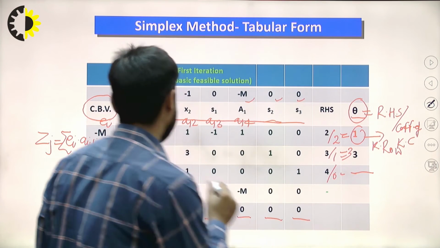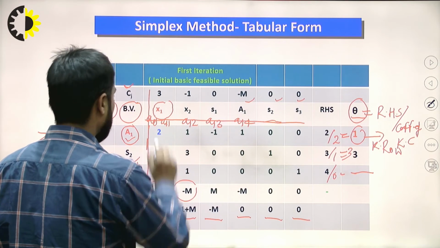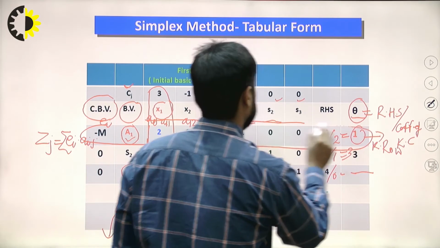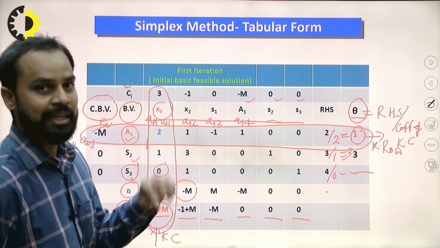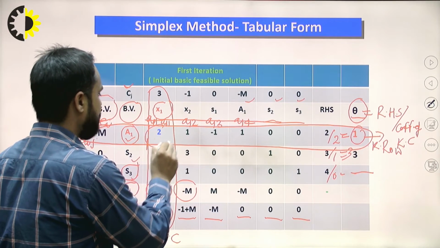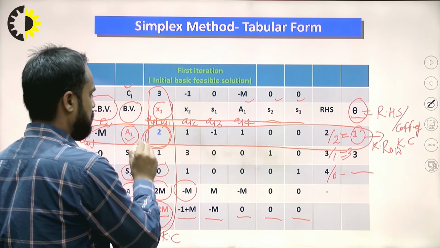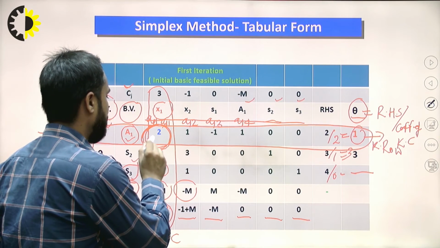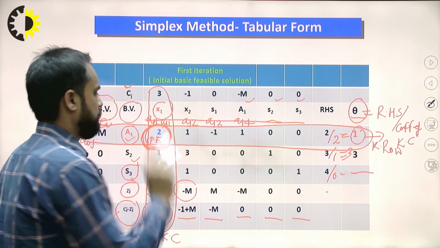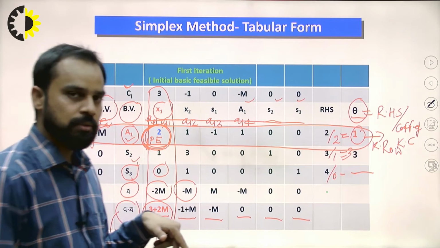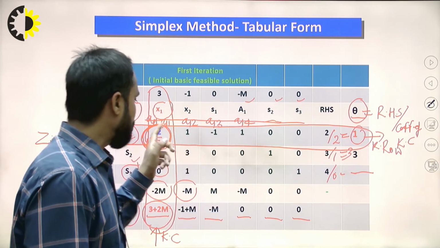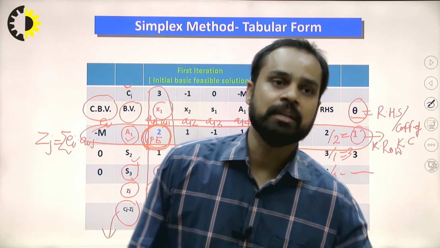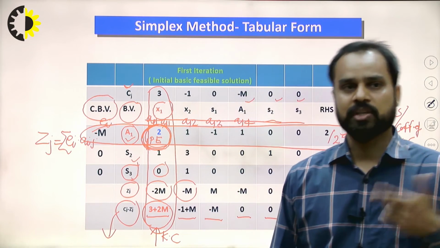And another thing, just like it is the key column and it is the key row, we have to see the intersection element. The intersection element is this, represented also with blue color. It is known as pivot element. In next iteration, this pivot element must be 1, and other elements of the key column must be 0.